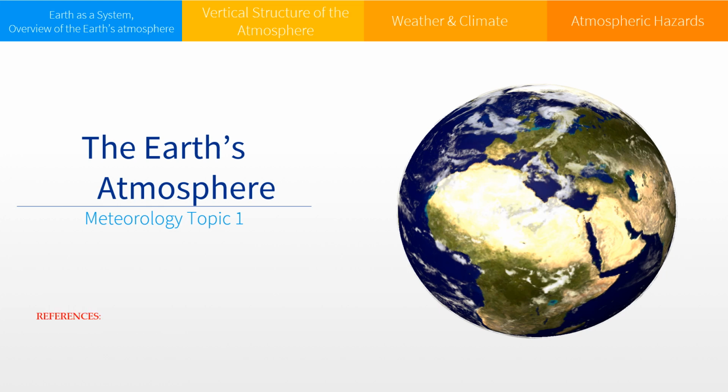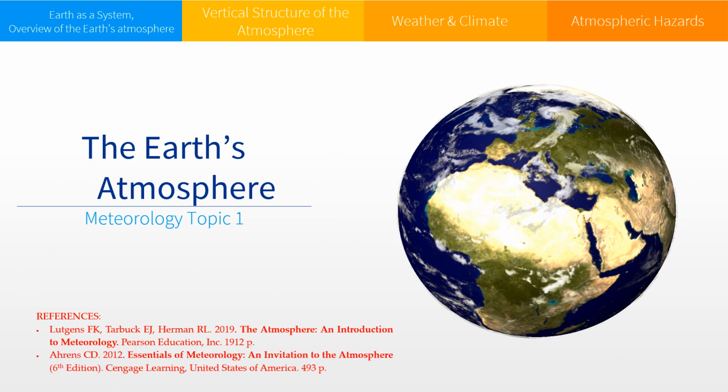And for this lecture, I use two different books. You can check out The Atmosphere, an Introduction to Meteorology book by Lutgens et al. And also the second book that I use is The Essentials of Meteorology, an Invitation to the Atmosphere by Ahrens. So if you want to completely follow every detail of the lecture, you can check out the first chapter of this book.